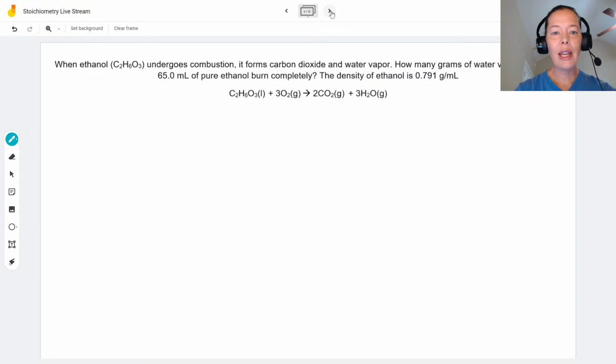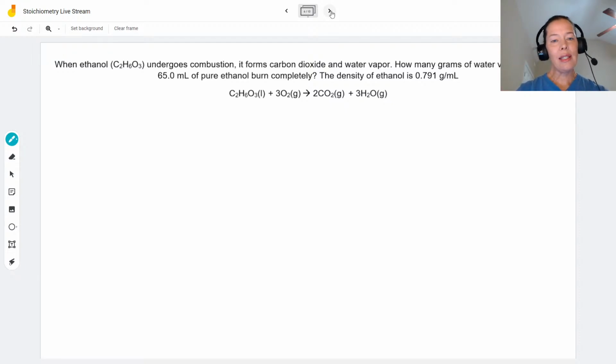Okay, when ethanol undergoes combustion, it forms carbon dioxide and water vapor. How many grams of water vapor form when 65 milliliters of pure ethanol burn completely? And it gives us the density of ethanol as 0.791 grams per milliliter. Okay.